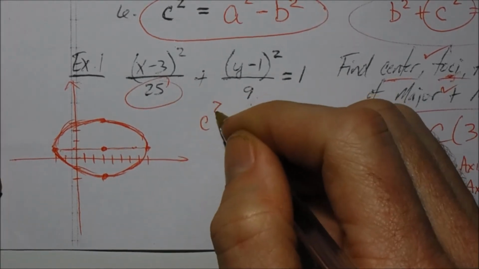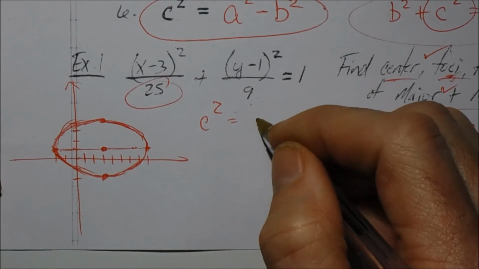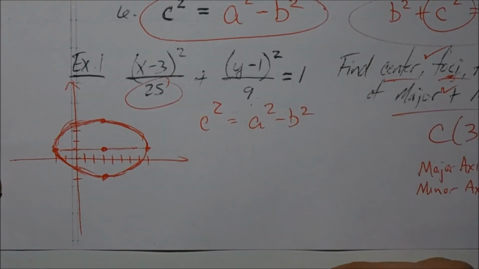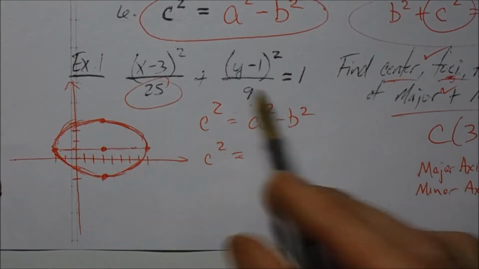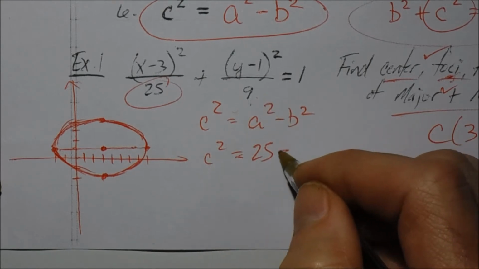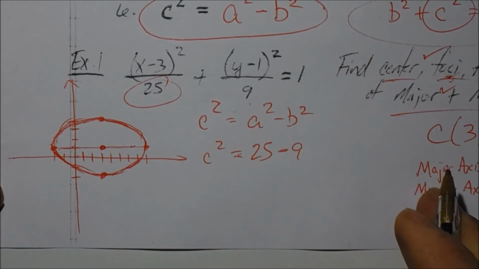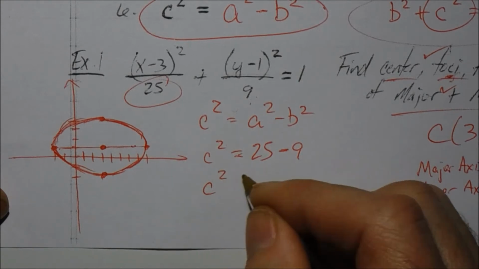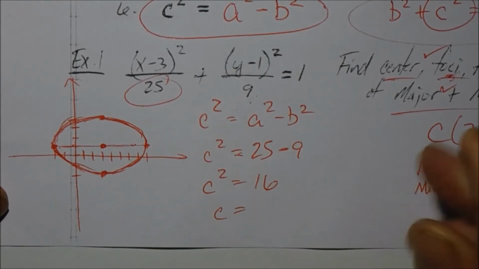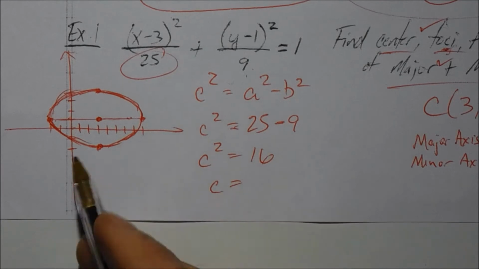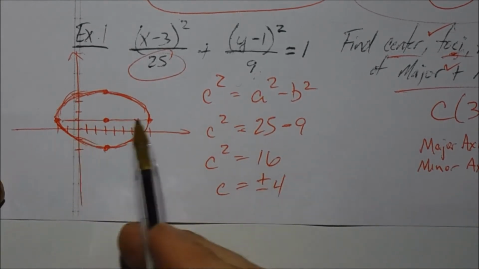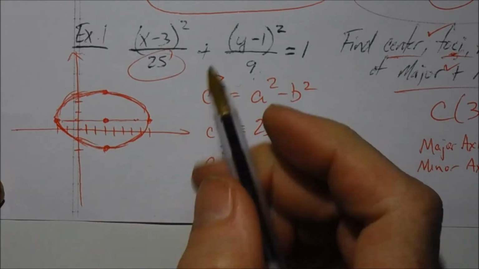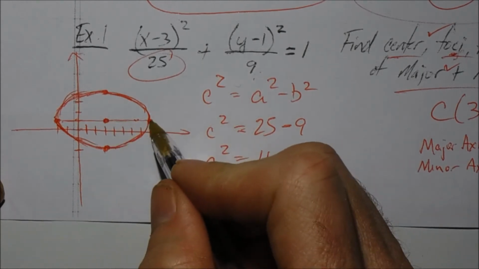Just remember, it's real simple. It's just like the Pythagorean theorem: c squared is equal to a squared minus b squared. So c squared is equal to 25 minus 9, and obviously you take the smaller number away from the bigger number. So c squared is equal to 16, which means c is equal to plus or minus 4. You can legitimately say plus or minus 4 because you can think of it as a directional component. You go 4 to the left and 4 to the right to get to those foci.